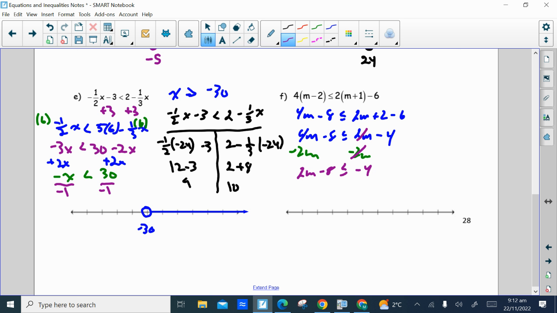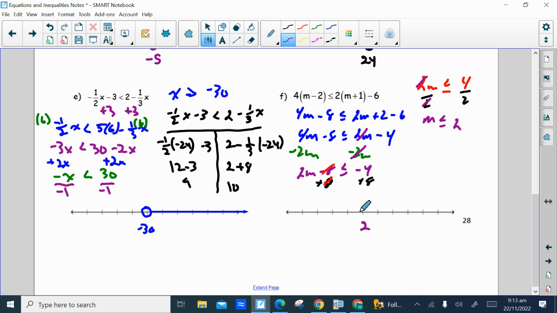And my next step would be to add 8 to both sides. But that doesn't change the inequality. We're not multiplying or dividing by a negative value. We're simply adding 8 to both sides. So on the left, negative 8 plus 8 cancels. So if I write it up here, I'll have 2m on the left, less than or equal to negative 4 plus 8 is positive 4. And then if we divide both sides by positive 2, that does not change the inequality because we're dividing by a positive. So the 2's cancel, you'll have m is less than or equal to positive 2.